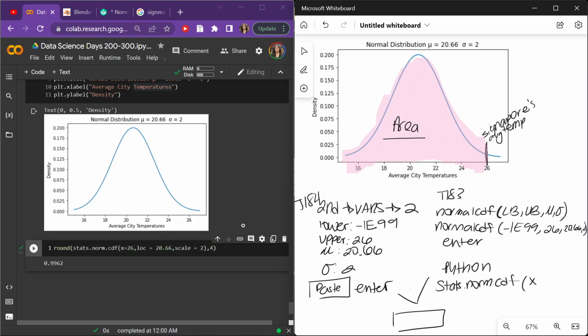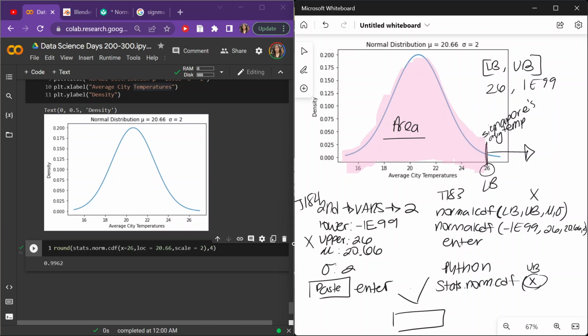So in this case, our upper bound is x. Our upper bound is x, but our calculator doesn't treat it as that. So it's just your x, or your upper bound, right? But note that your x is not always going to be your upper bound. So if they were to ask, what's the proportion of average city temperatures that are higher than Singapore's average temperature, then this 26 would actually be your lower bound because that's where you're starting at. So think of an interval, right? You're starting at your lower bound and ending at your upper bound, right? So in this case, you would start at 26 and then you would go to positive 1e99, right?